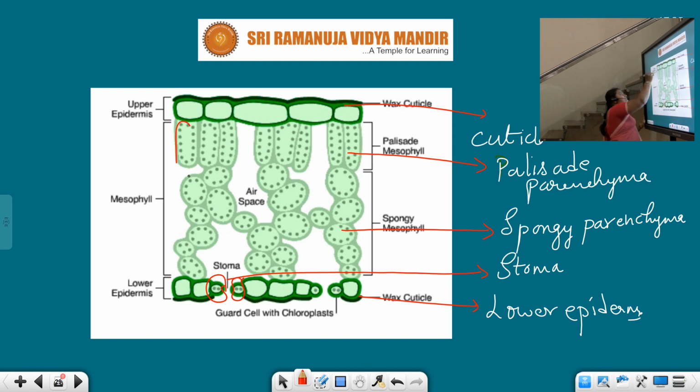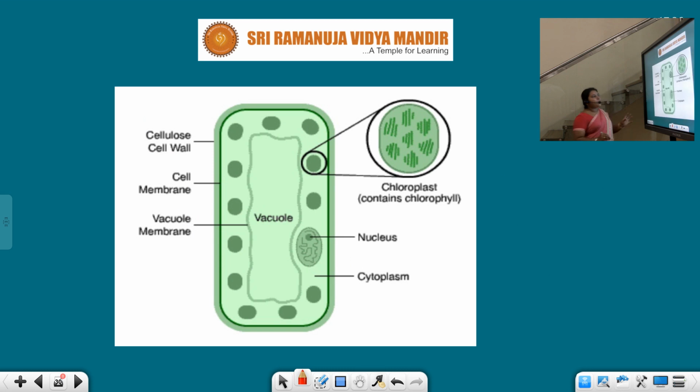See children, these are the cells present in the leaf. These cells have small green colored things. These are nothing but chloroplasts. This chloroplast has the pigment known as chlorophyll. What is the cell organelle? Chloroplast, and this has the chlorophyll. Understand? Okay.